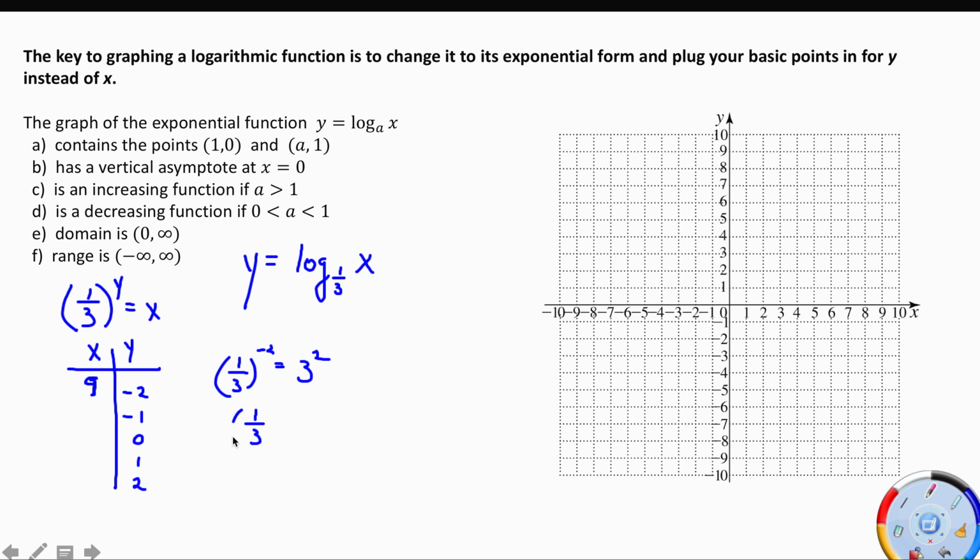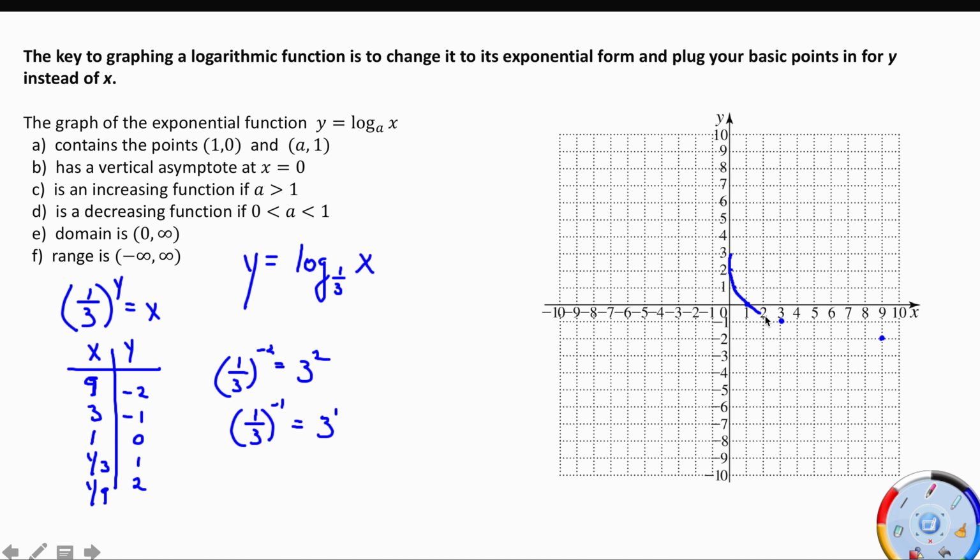1/3 to the negative 1 is 3 to the positive 1, or 3. 1/3 to the 0 is 1. 1/3 to the 1 is 1/3. 1/3 squared is 1/9. And I wind up with, if x is 9, y is negative 2. If x is 3, y is negative 1. If x is 1, there's that same point that's always on. If x is 1/3, y is 1. If x is 1/9, y is 2.